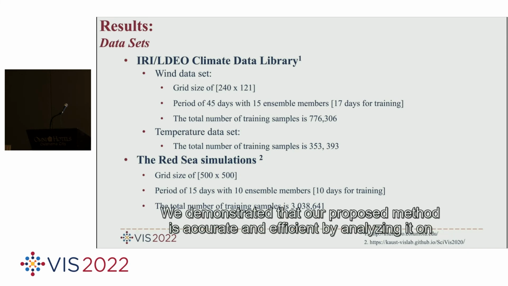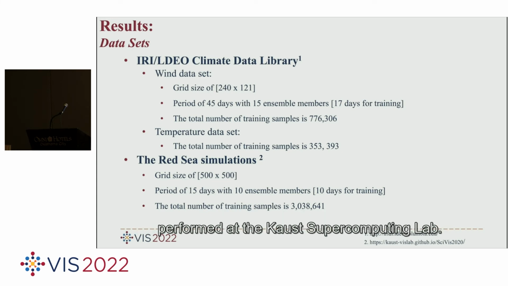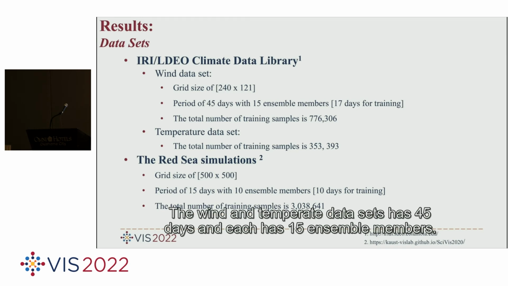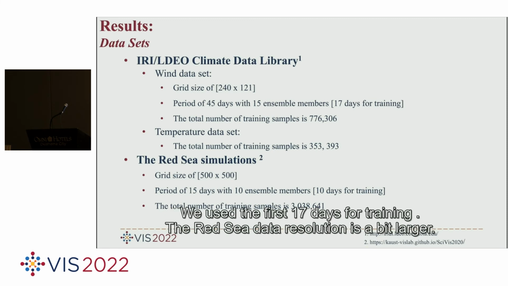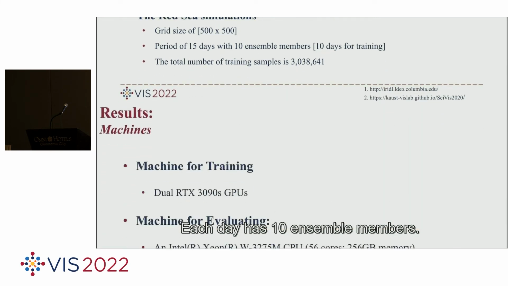We demonstrate that our proposed method is accurate and efficient by analyzing it on ensemble datasets from the Climate Data Library and the Rayleigh-Taylor instability simulations performed at the Oak Ridge supercomputing lab. The wind and temperature datasets have 45 days. Each has 15 ensemble members. We use the first 17 days for training. The simulation data resolution is a bit larger. We use 15 days and the first 10 days for training. Each day has 10 ensemble members.